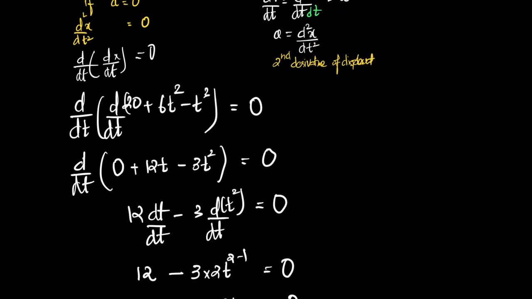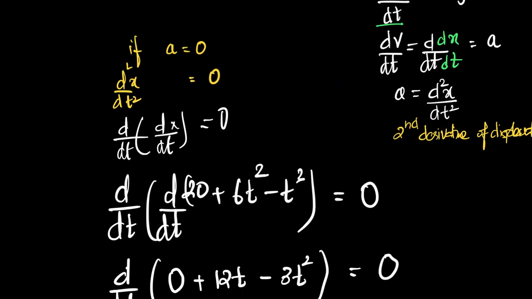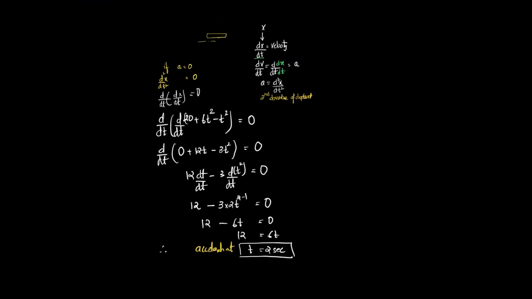Now, what is the question? Is the question to find when the acceleration is becoming 0? No, it is asking how long would the particle travel before the acceleration becomes 0. Okay, let us now try to understand how we'll do that. See, the given equation is x is equal to 20 plus 6t square minus t cube.